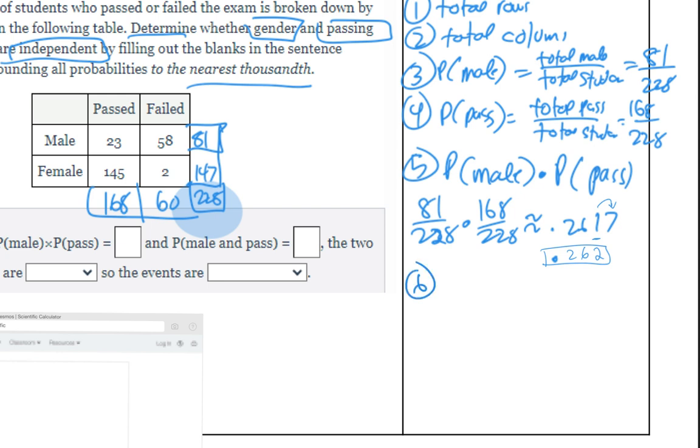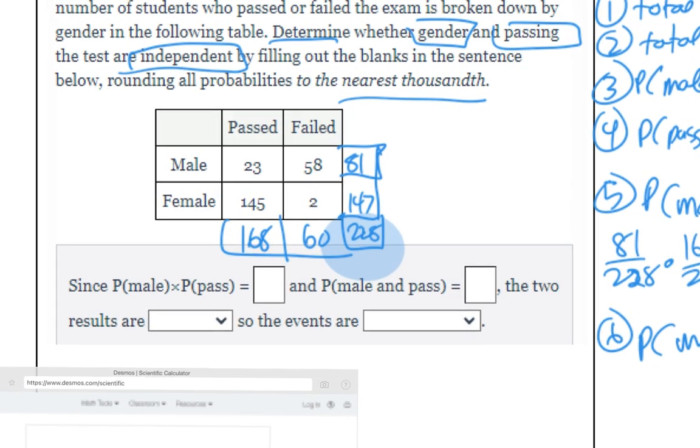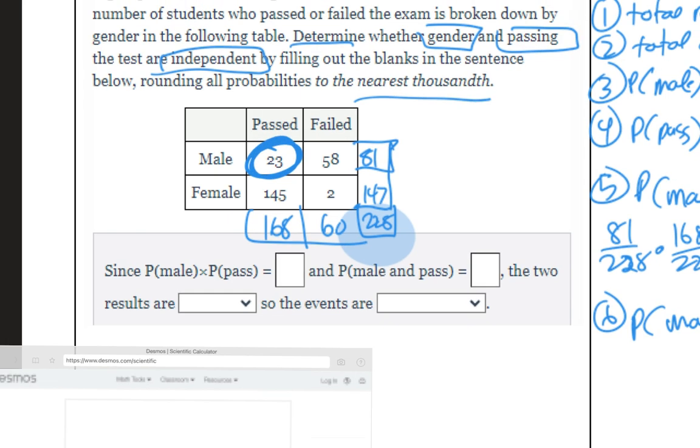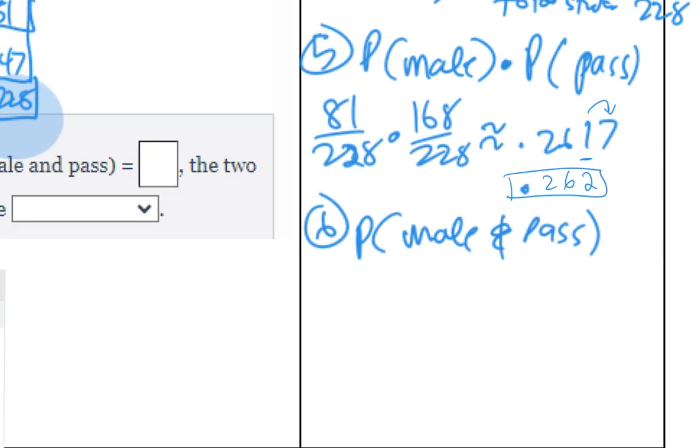On number 6, we're going to find the probability of male and passing both. So let's look at our table right over here. Male and passing, that's right there. That's that intersection, so that's 23. That's what we're going to use. So 23 over that full total, that 228. We said it's always going to be that same thing.